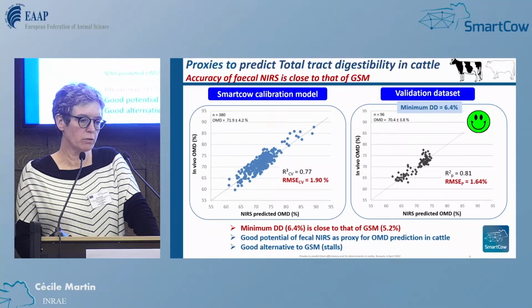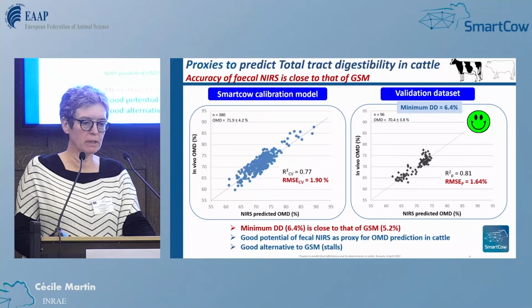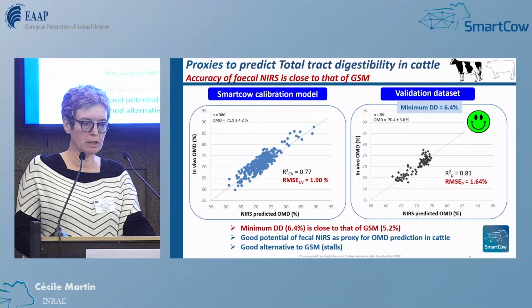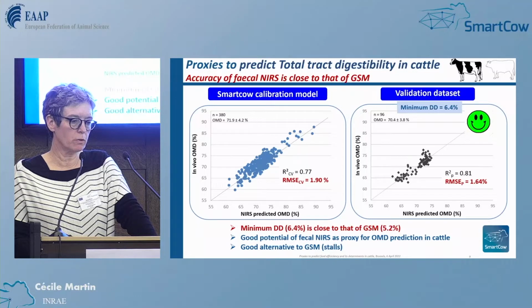And if you have a look at the parameters from the relation between the in vivo organic matter digestibility and the prediction from near-infrared spectra, we can see that the R square is good, 0.8, and the error of prediction is around 1.9 for the equation of calibration, and 1.6 for the validation dataset, which corresponds to a minimum detectable difference of 6.6%, and this 6.6% is close to the accuracy of the gold standard method, estimated here at 5.2%.